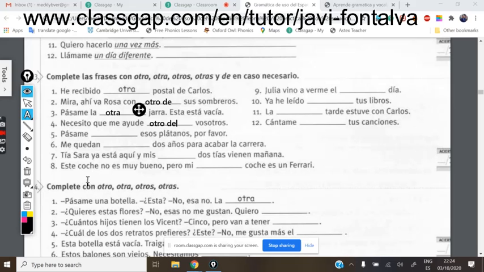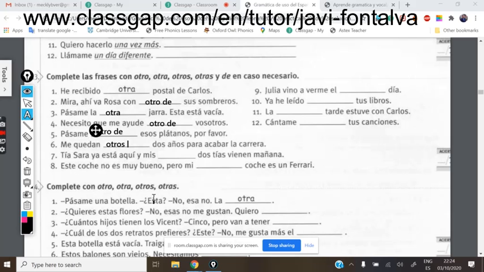Five. Pásame otro de esos plátanos. So, otro, otra. De esos plátanos. So, pass me another one of those bananas, please. So, that is masculine. Okay. Me quedan otros dos años. So, two years. Otros dos años.